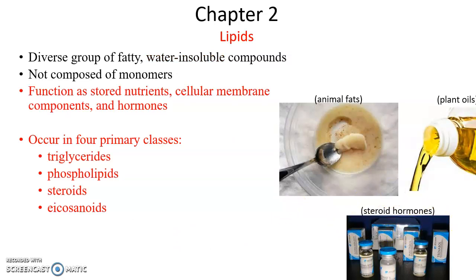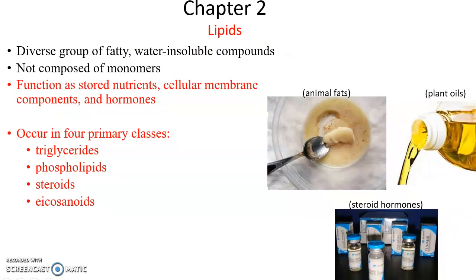The functions of lipids in our body vary a lot. They can be involved in storing nutrients, storing energy. They can form cell membranes or other cellular components, and they can be hormones. And the main kinds are triglycerides, phospholipids, steroids, and eicosanoids.